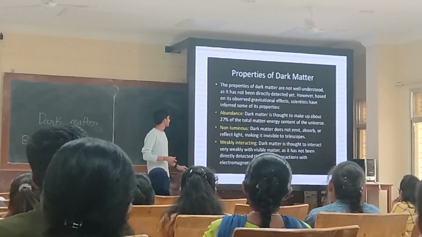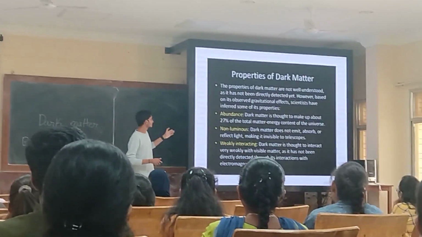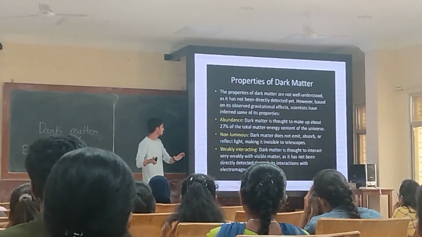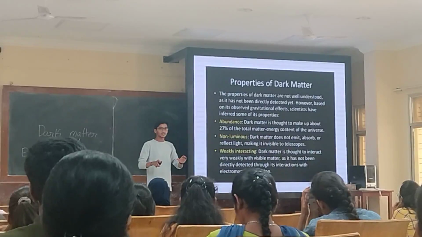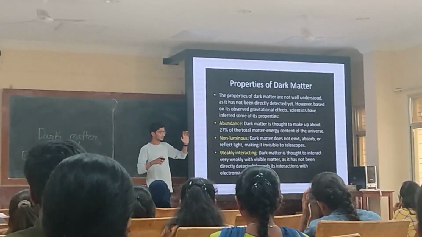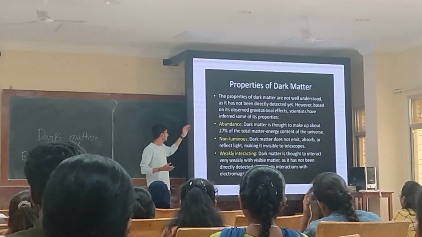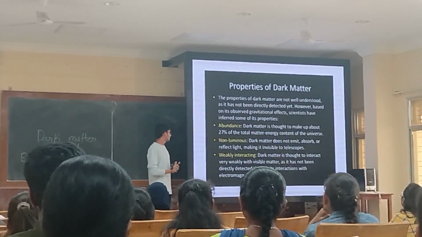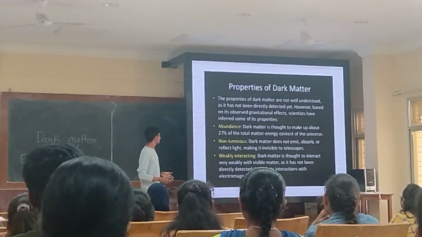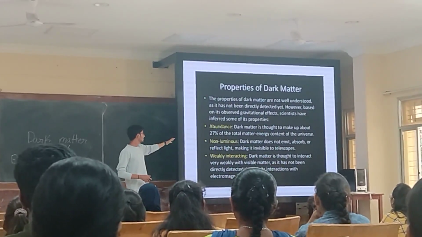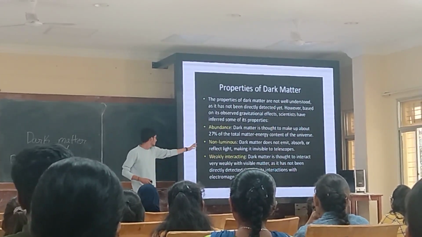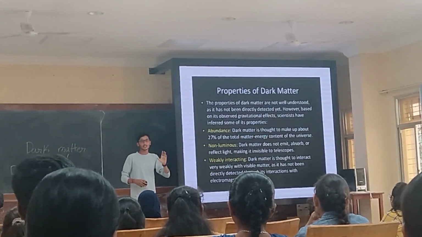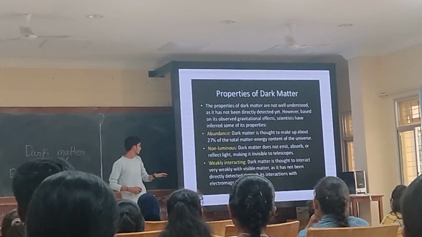Next, properties of dark matter. The properties are not well understood as we cannot see it. It is not visible to us, but it is there due to the inference we got from gravitation. Abundance: as I showed in the pie chart, dark matter makes up 27% of the universe. It is non-luminous, so it does not interact with light or any electromagnetic radiation.